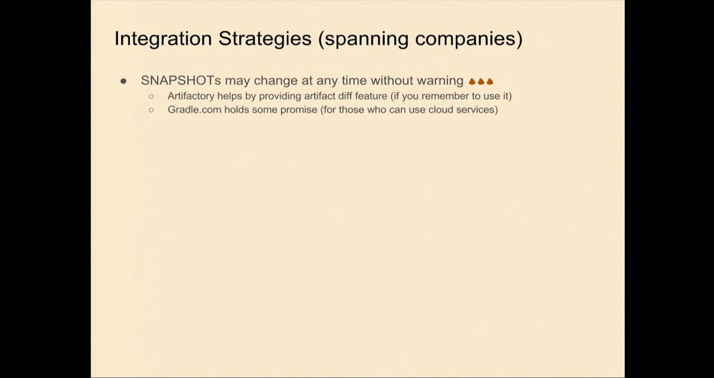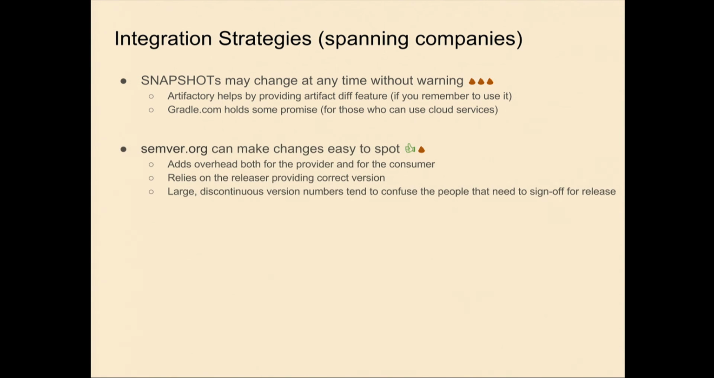First is snapshots, which can change anytime without warning, and Artifactory can help, because if you remember to check Artifactory and diff the failing build and the successful build, you'll see that something changed. Then Gradle.com, the scans that we hear about, holds some promise, but it's not on premises. So that's why the enterprise version would solve this, but it was just announced yesterday. And we thought about semantic version.